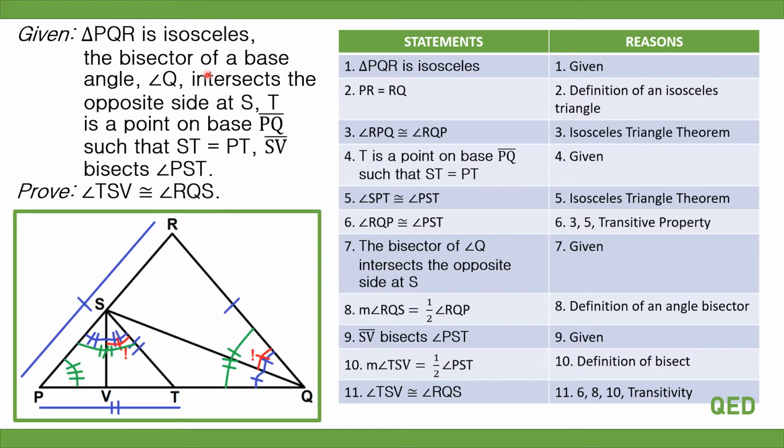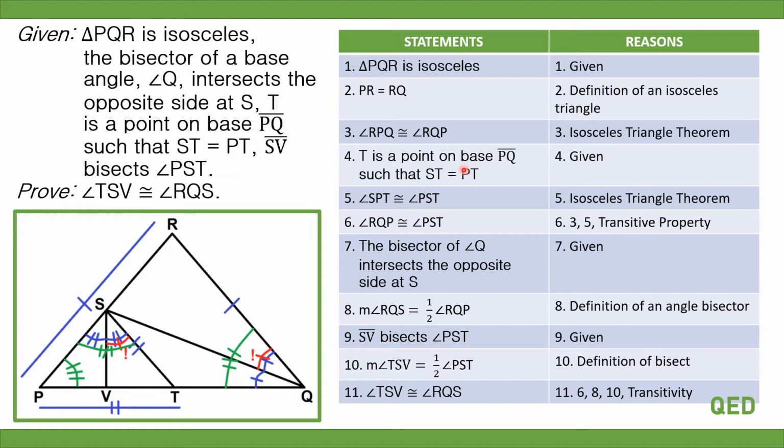Statement 1, triangle PQR is isosceles, which was given. Statement 2 is the consequence of statement 1, which states that PR is equal to RQ by the definition of an isosceles triangle. Statement 3 is a consequence of statement 2, which states that angle RPQ is congruent to angle RQP by the isosceles triangle theorem.